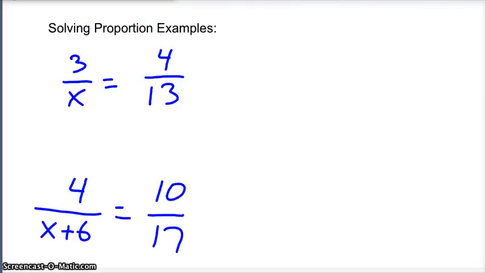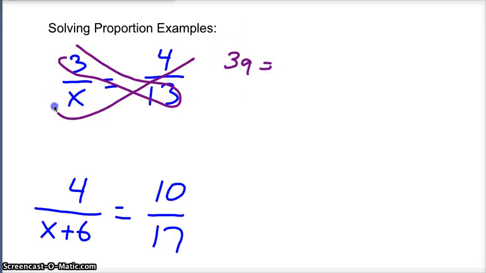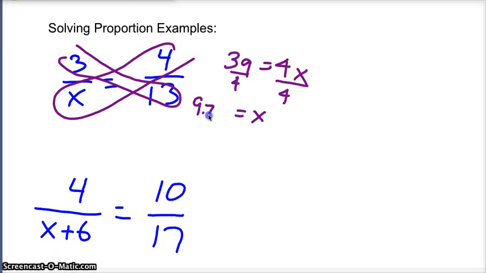Couple more. When you talk about solving proportions, I hope it's prior knowledge that we solve proportions by multiplying diagonally or cross multiplication. So when we multiply diagonally here, we're going to multiply 3 times 13, which is 39, and multiply diagonally across the other way as well. We get 4x. Now we have an equation. How do we get x by itself? Divide both sides by 4. Here, x is 9.75.